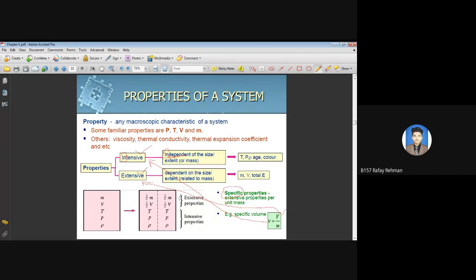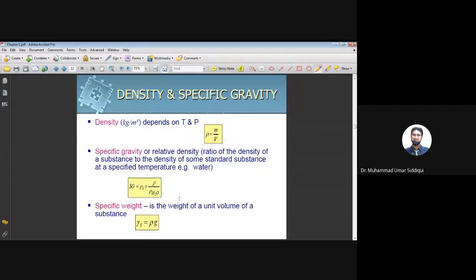Yes, sir. Okay. There is only one property for which specific does not mean this. We're going to discuss that. For all other properties, whenever the word is specific, it means per unit mass, mass basis. But there is one property for which it does not mean that, and we are going to discuss that next. So, let's first discuss density.